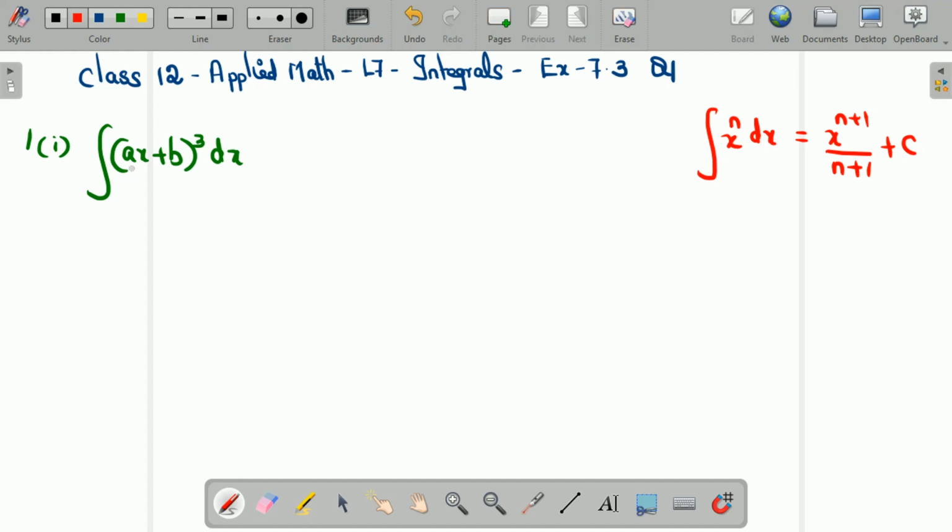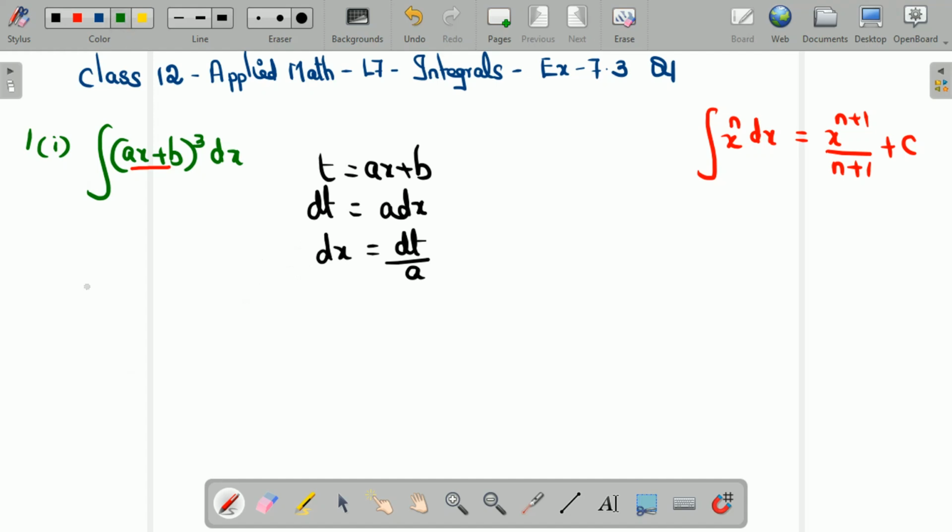Please note, although you have an expression, it is a linear expression inside the cube. I only want a variable with a power. So this particular expression, ax + b, I'm going to substitute t is equal to ax + b. Now this means dt will be equal to a dx, and dx can be rewritten as dt divided by a. Why? Because I'm going to change the entire integration in terms of variable t.